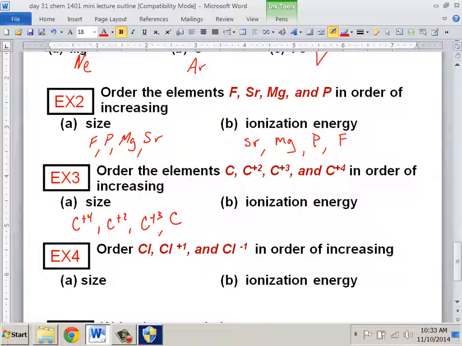And then for ionization energy, just do what to the list you wrote in A? Flip it, because it's opposite. It's going to be toughest to pull an electron from C plus 4, because it has a positive 4 charge. Then use the same type of thinking for number 4.